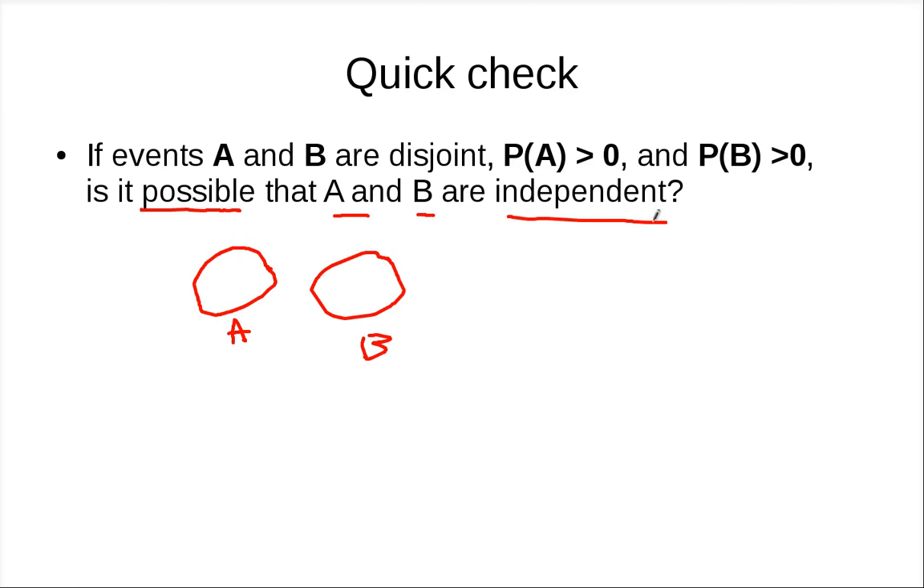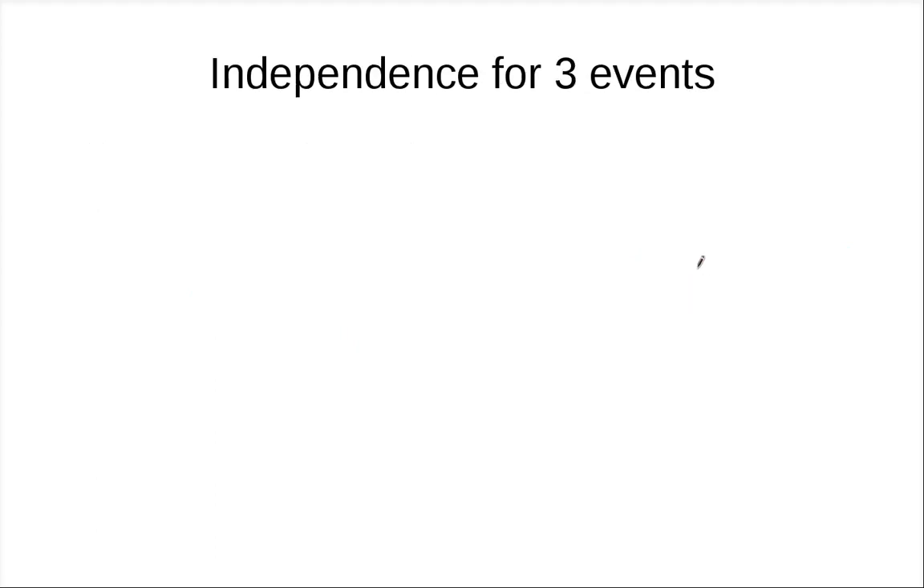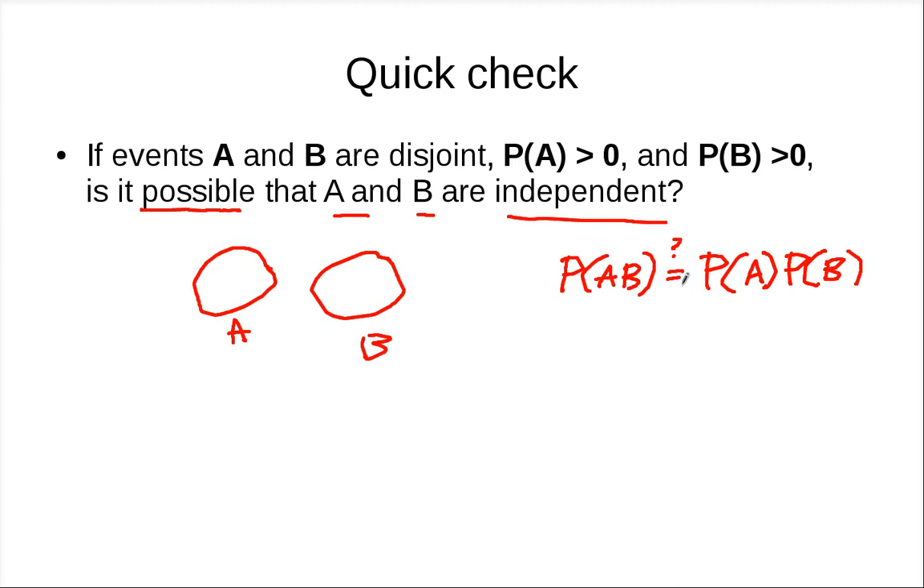If they are independent, then we know that the probability of A intersection B equals the product of their probabilities. We need to figure out whether this equation holds or not. But we know that they are disjoint, so the probability that they appear at the same time is zero, because it is the probability of the empty set. However, we know that P(A) is greater than zero and P(B) is greater than zero, so the product is greater than zero. So this can't be equal. The answer is no.